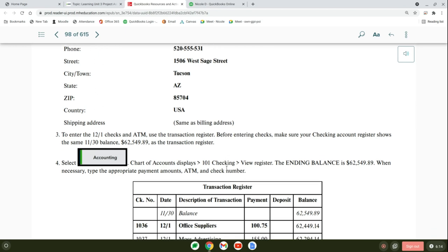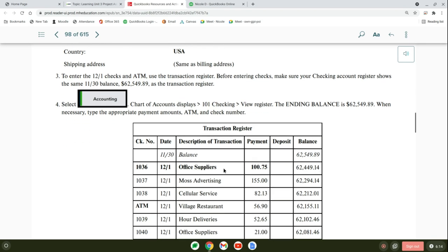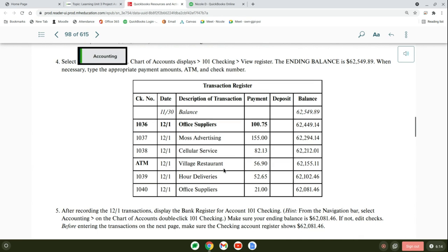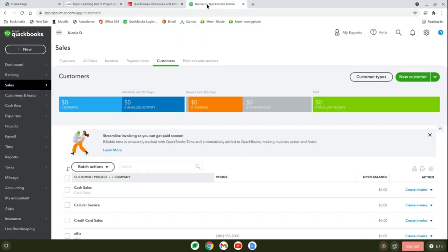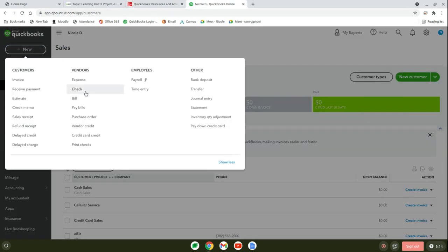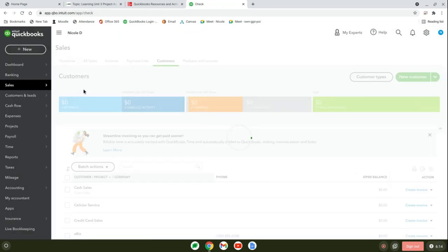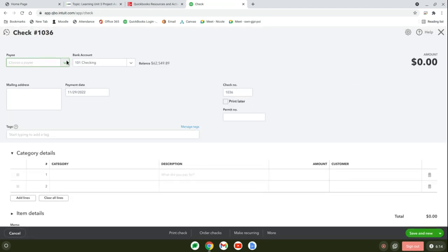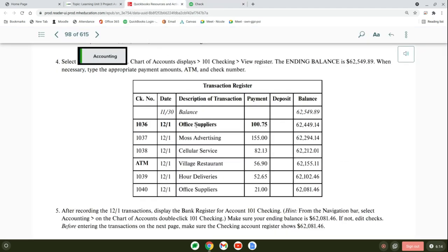Now it's telling us you're going to write a few checks. So we're going to go to the plus sign, new. You're going to go to the second one under vendors, checks. And the first one they have here, going back, is Office Suppliers. It says make sure your balance is 6254989, which we did the bank reconciliation, so we know that. Oh Lord, there's a lot of homework. I can see in my book there's a lot. It's even more than the last chapter.